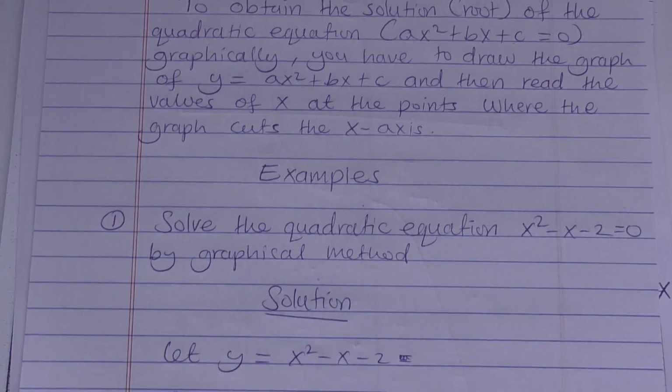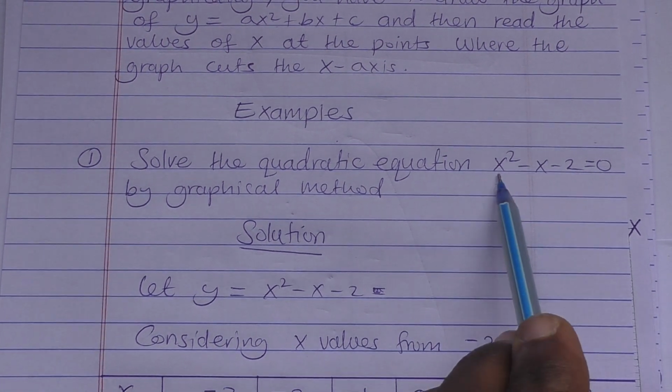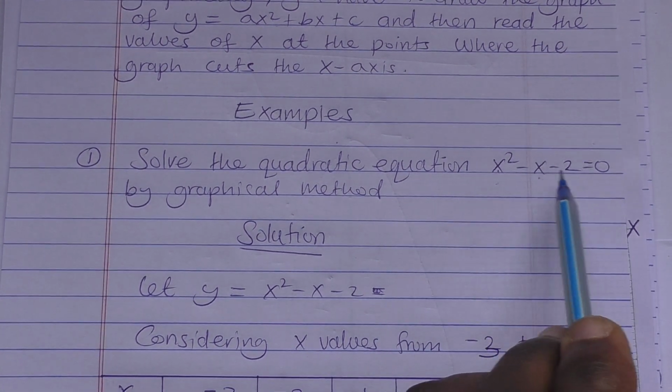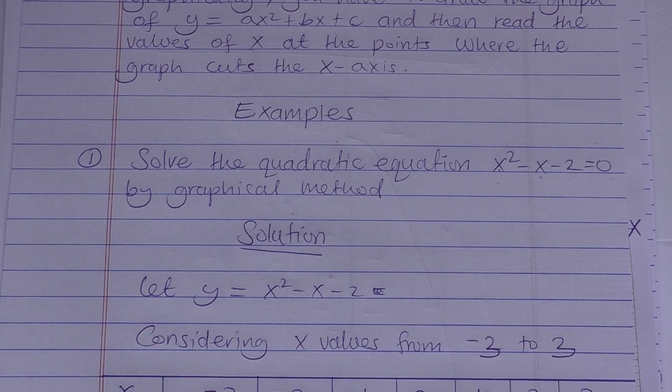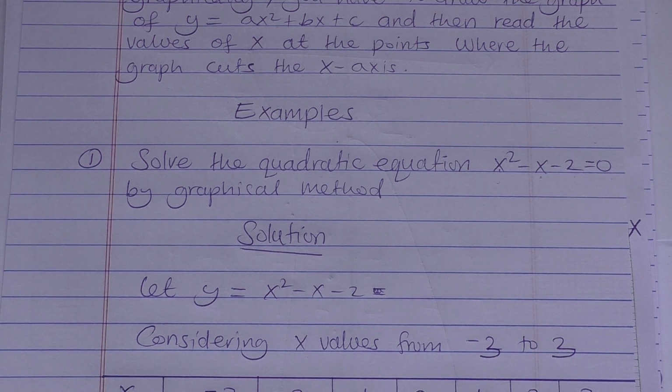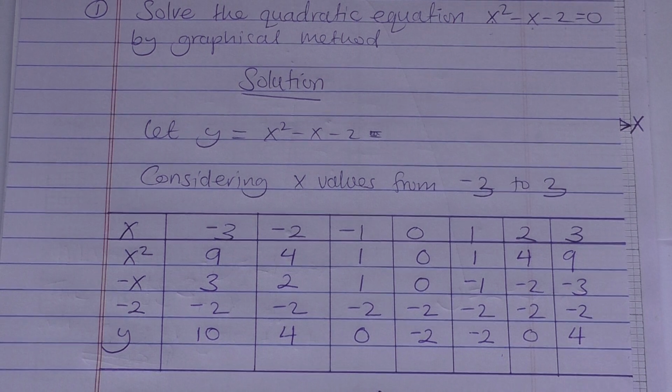Example 1, they are asking us to solve the quadratic equation x squared minus x minus 2 equals 0 by graphical method. So we shall start by sketching the graph. After sketching the graph, we draw the curve, and those points at which the curve cuts the x-axis will be our solutions. So we shall still do the same as we've been doing.